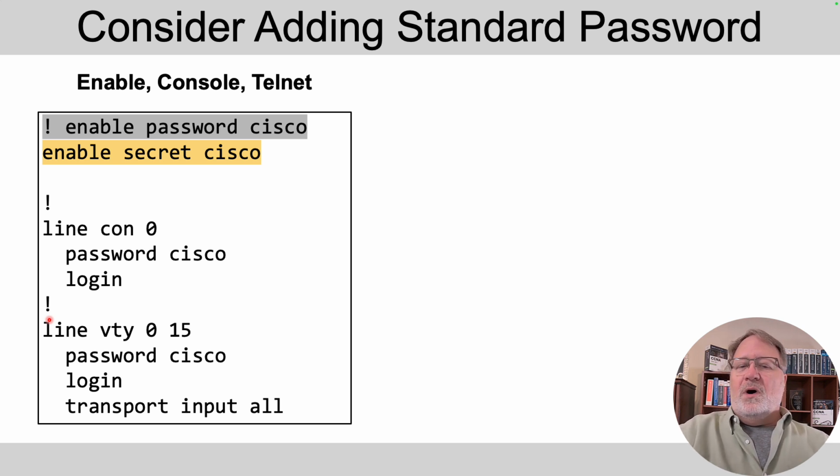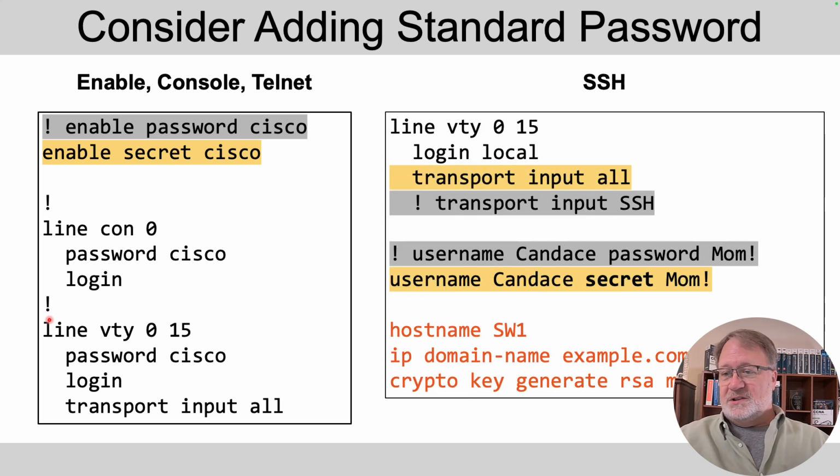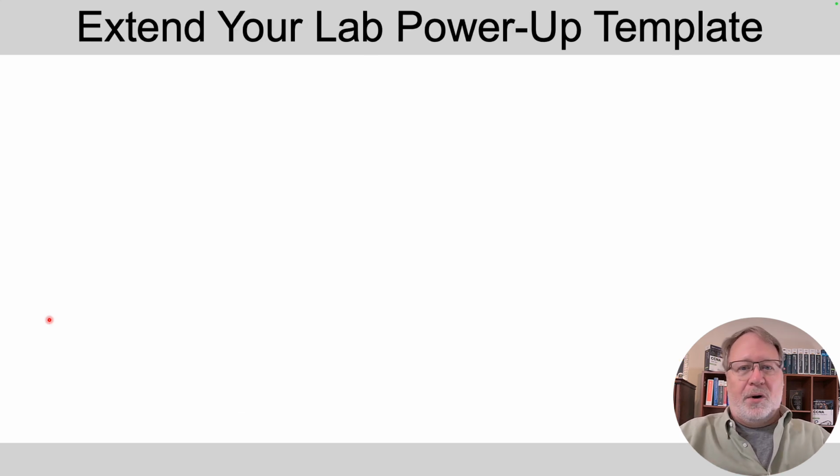And you might not want to stop here with this kind of config. You might want to add SSH config. It looks something like this. Again, I'm not going to review how to configure it. You can look at the video that explains password config and remind yourself if you don't remember this. But your goal now is to expand that file that you're going to use to copy and paste its contents into lab devices at the beginning of labs, your Power Up template, if you will.